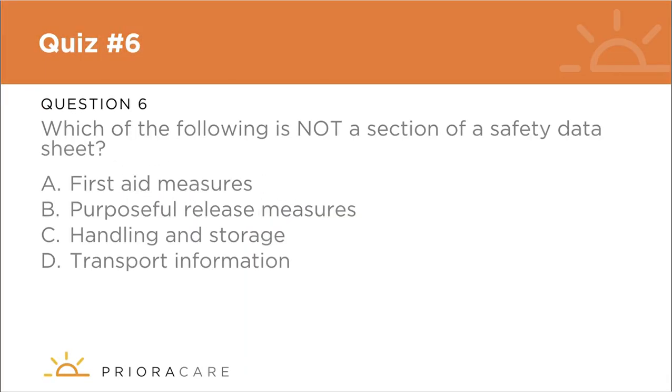So here is quiz question number 6. Which of the following is not a section of a safety data sheet? Is it A, first aid measures, B, purposeful release measures, C, handling and storage, or D, transport information?